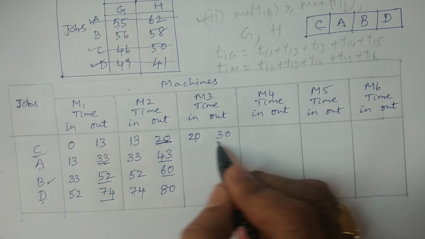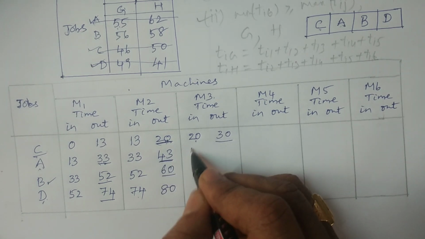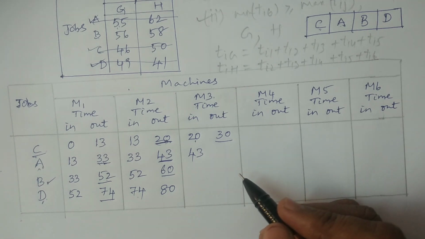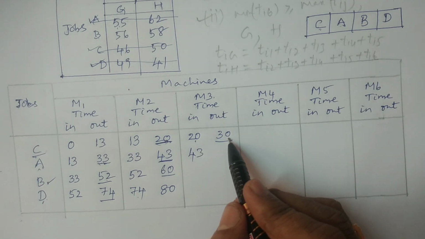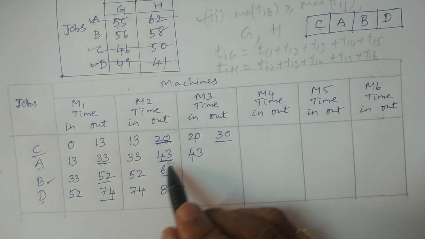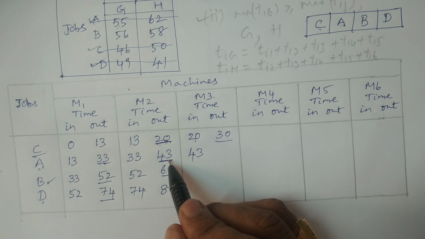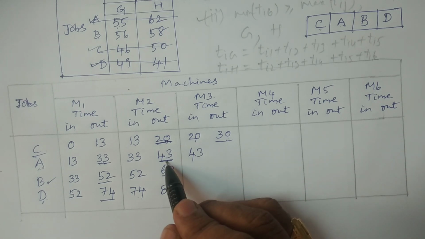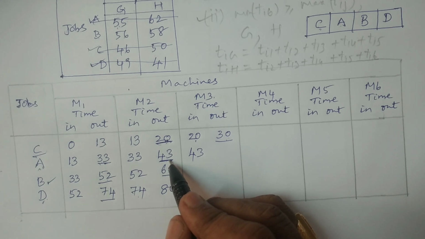And 30 and 43, the maximum value is 43. Hope you have observed, it was finished after 30 hours, but the next job is not finished on machine 2 by 30 hours. It is to be completed. It will be completed in 43 hours.